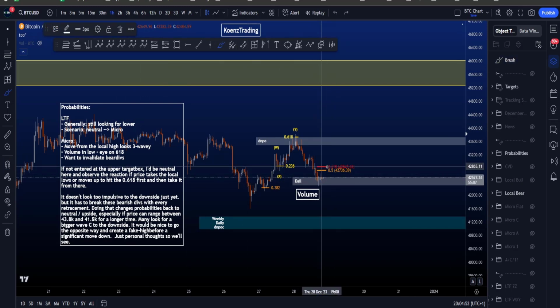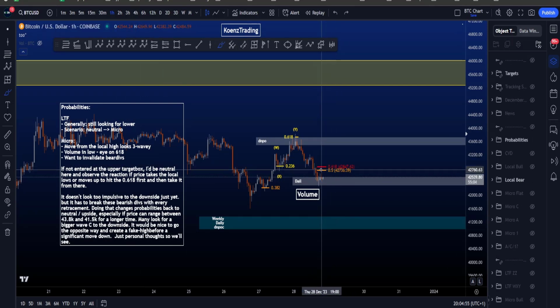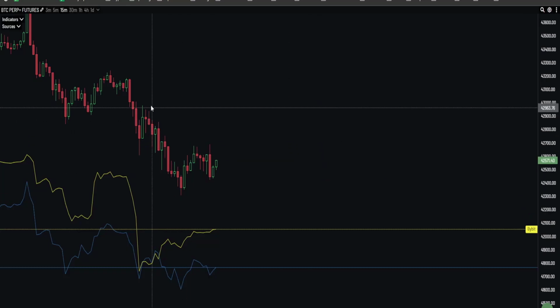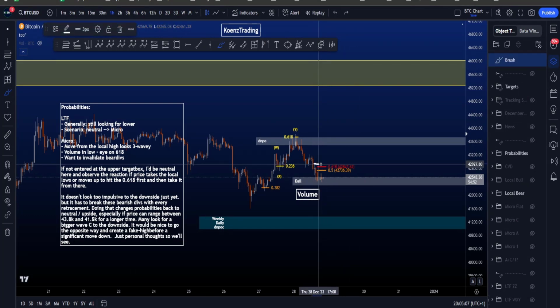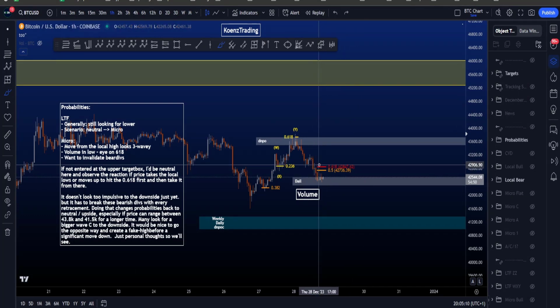If the 0.618 is hit, I would observe the reaction and keep an eye on bearish CVDs. Maybe they are then invalidated as well, especially if price can move above this high here at 42.9k, which is pretty much around the 618. So that's an important level. That's this little order block candle here.